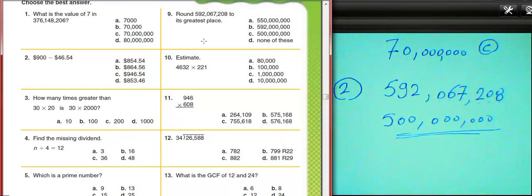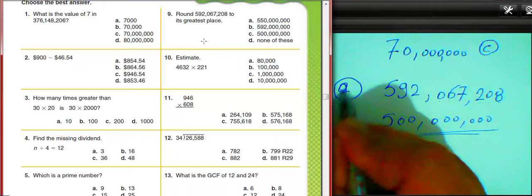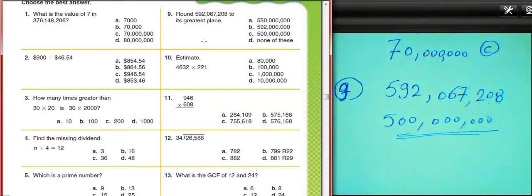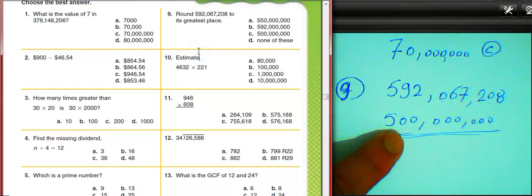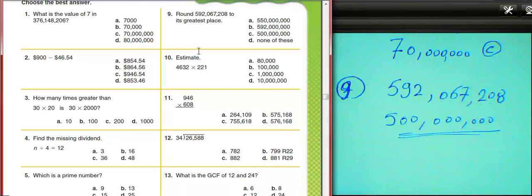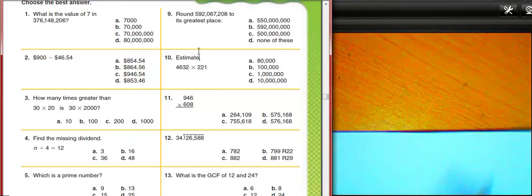It was question number 9. From the right hand side here, he asked you to round this number to its greatest place. We can write 9 here and a 5 here, and behind it how many 0? 8 zeros. It will be 500 million.